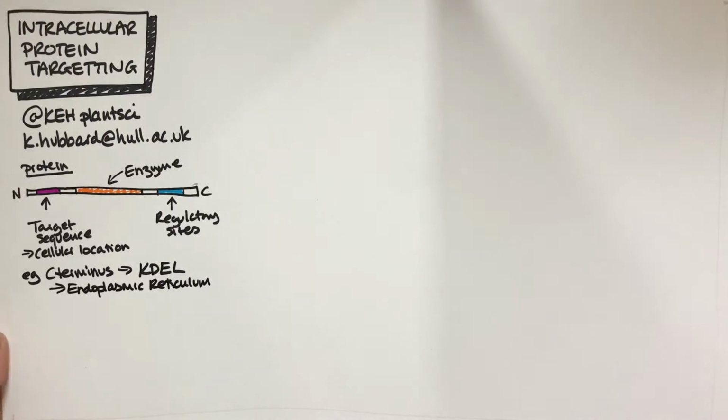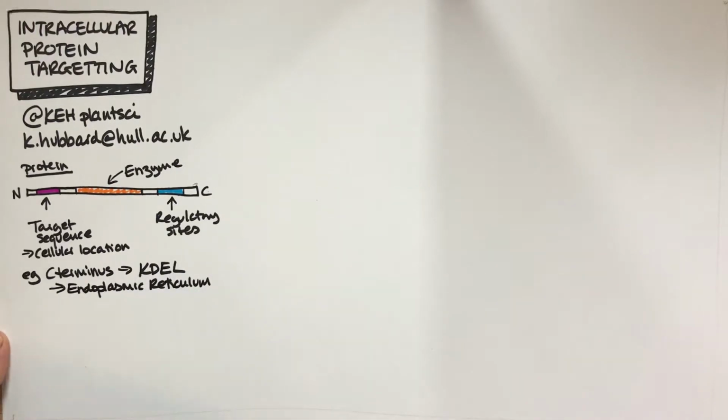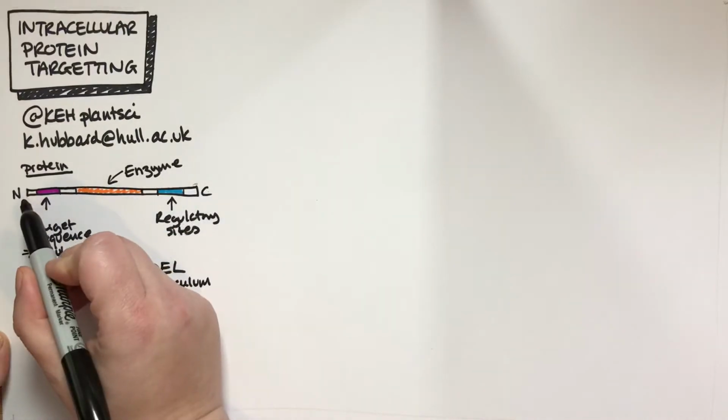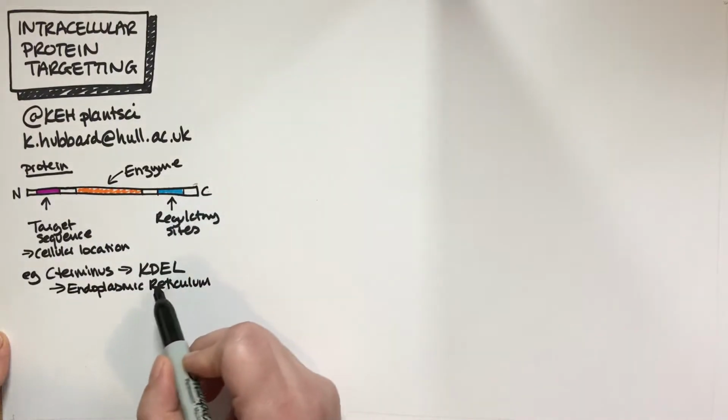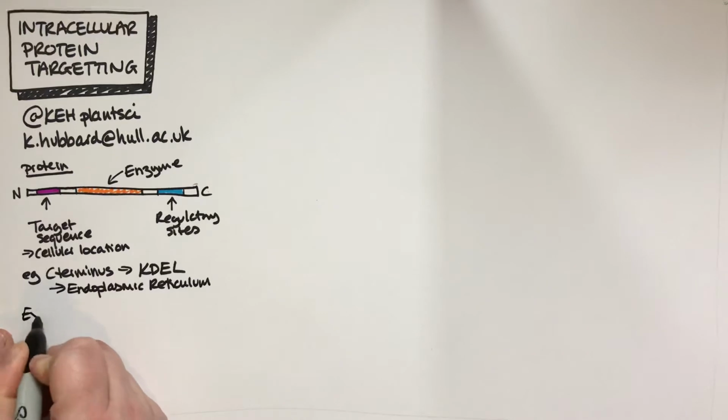Some sequences are quite short, some sequences are long. KDEL is quite a short one. We've got those 4 amino acids, but if we see them at the C terminus, it doesn't work at the N terminus, it only works at the C terminus, then that tells us that that protein ought to end up in the endoplasmic reticulum. And we can do experiments to test this. So let's imagine this experiment.